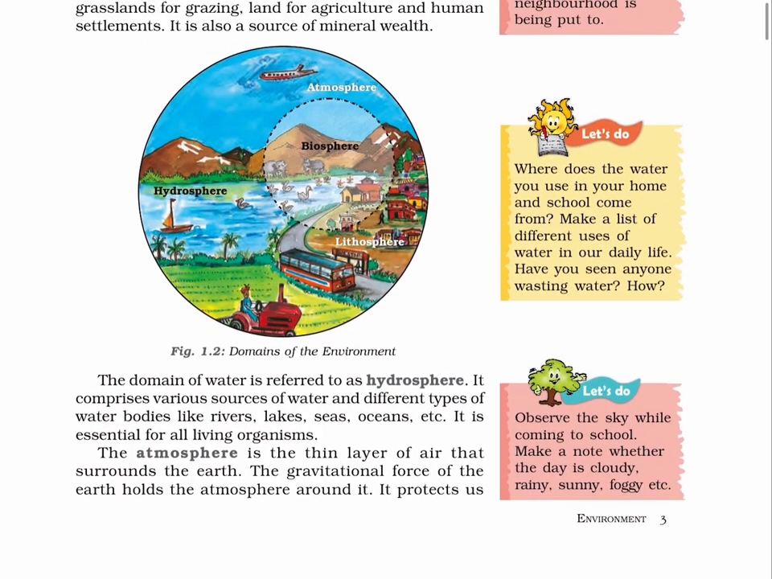Below this we have a small picture titled Domains of the Environment, in which we can see diagrammatically lithosphere, biosphere, hydrosphere and atmosphere being represented by the different aspects. Below the picture the text continues. The domain of water is referred to as hydrosphere. It comprises various sources of water and different types of water bodies like rivers, lakes, seas, oceans, etc.